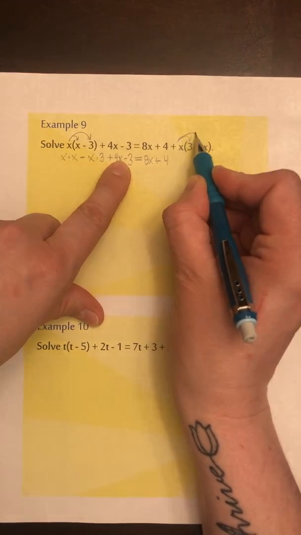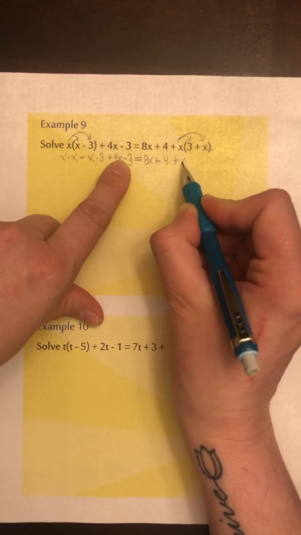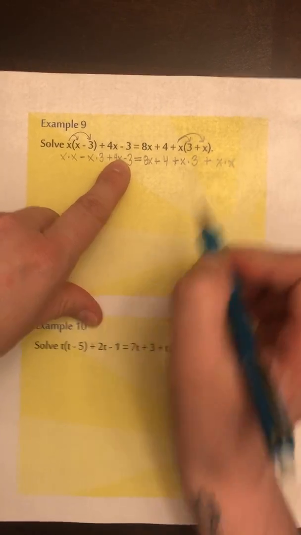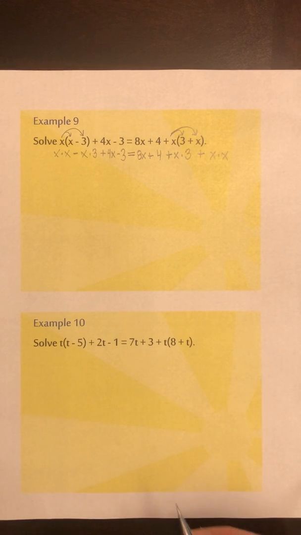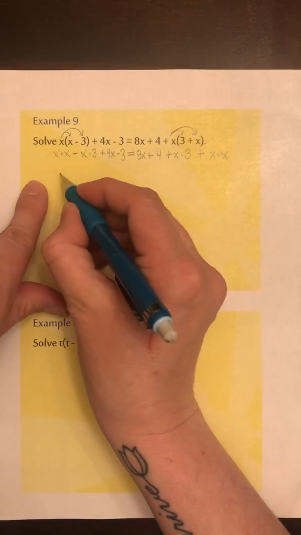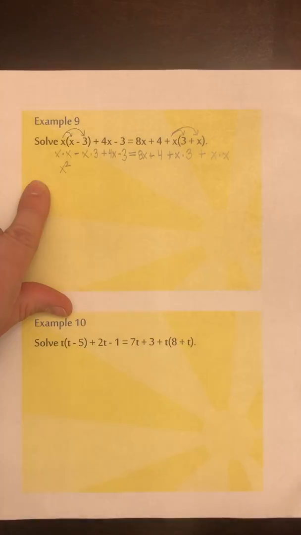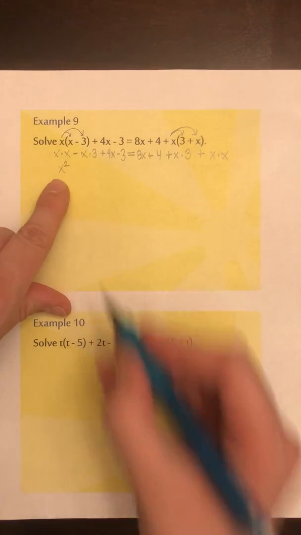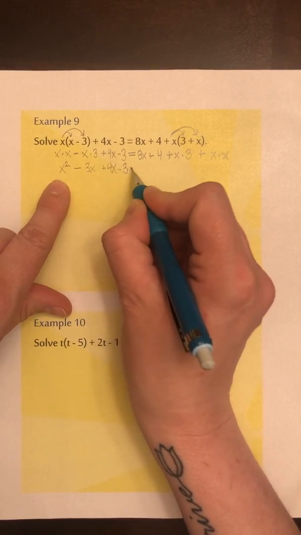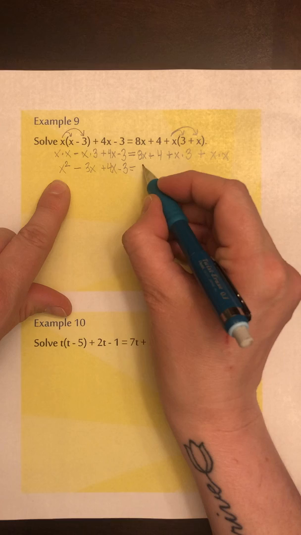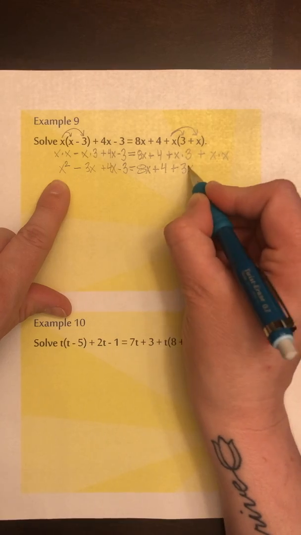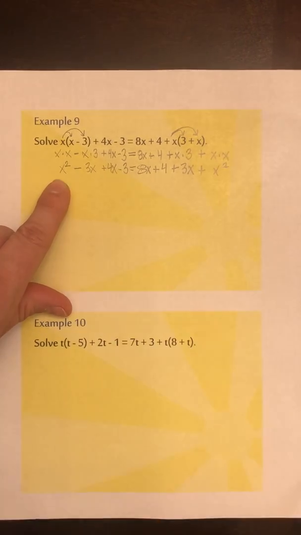And what am I distributing? I'm distributing a positive x. So plus x times 3 plus x times x. So again, just showing that work that I'm distributing. So let's do some multiplication. X times x is not 2x. It is x squared. Remember, keep the base, add the exponents. 1 plus 1 is 2. So x squared minus 3x plus 4x minus 3 equals 8x plus 4 plus 3x plus x squared.